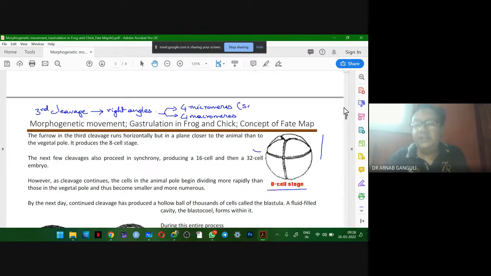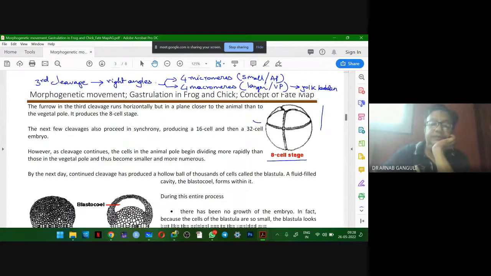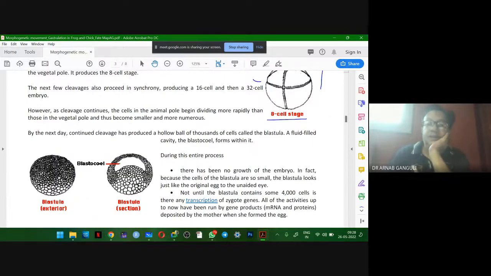Micromeres are small in size in the animal pole. Small animal pole, larger vegetal pole. And they have yolk. Yolk laden. Then the next few cleavages start to take place, and you have a 16 cell, then 32 cell stage embryo.